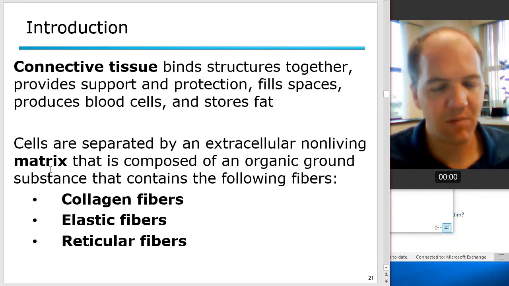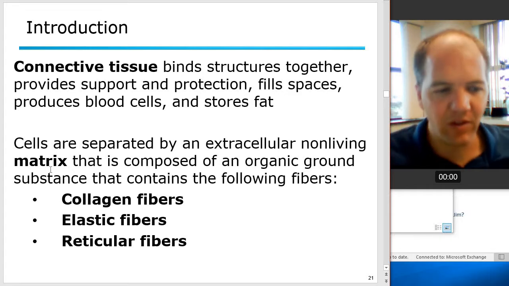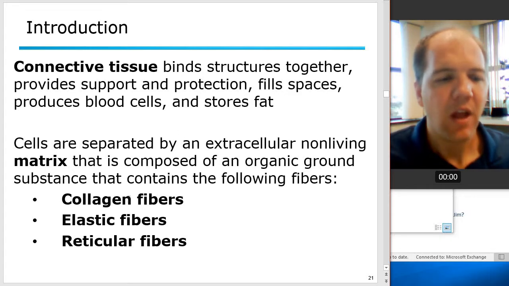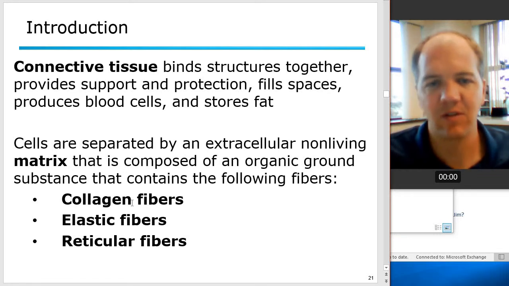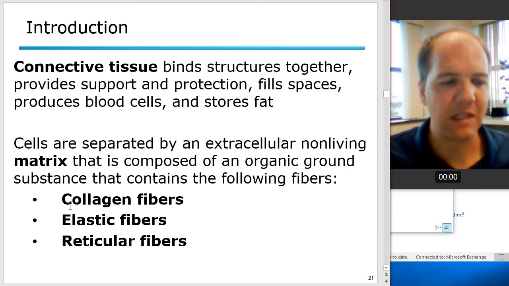It's not living, it's not made of cells, but it's made of substances that the cells themselves have produced and have packed around them, essentially. And it may contain these types of fibers. So these are protein fibers that the cells produce and put around them. Collagen fibers, which you've maybe heard of before, this is a very important protein we see in animals. Elastic fibers and reticular fibers.